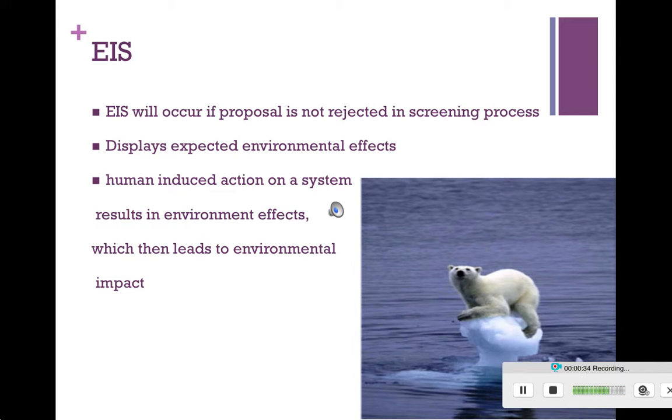Environmental impact statements are one of two crucial components of EIA. If the proposal is not rejected in the screening process, an EIS will occur. It is a process which aims to convey potential environmental effects expected to occur after the proposed action takes place. The major concept of an EIS is that human-induced action on a system results in environmental effects, which then leads to environmental impacts.